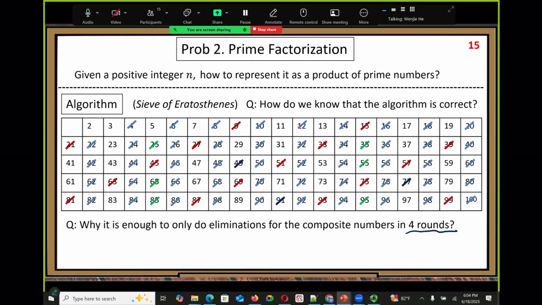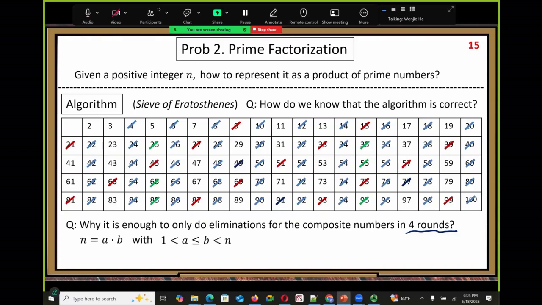If you do the 5th round, you get nothing. You cannot cross out any non-trivial multiple of 11, because all the non-trivial multiples of 11 are already crossed out in the first 4 rounds. So you don't need to do anything. Here I need to show you this interesting property.